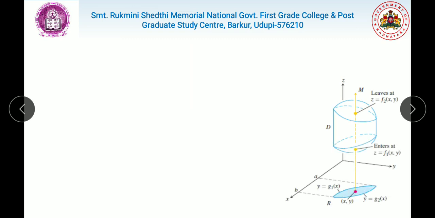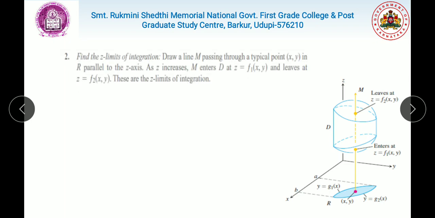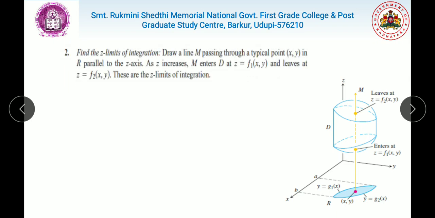So you have this figure now. In the second step, you have to find the limits for z. How do you determine limits of integration for the variable z? Draw a line M passing through a typical point x comma y in R parallel to the z-axis. So fix a point x comma y in the region R, the red dot in the region R. Then take a line passing through this point parallel to the z-axis.